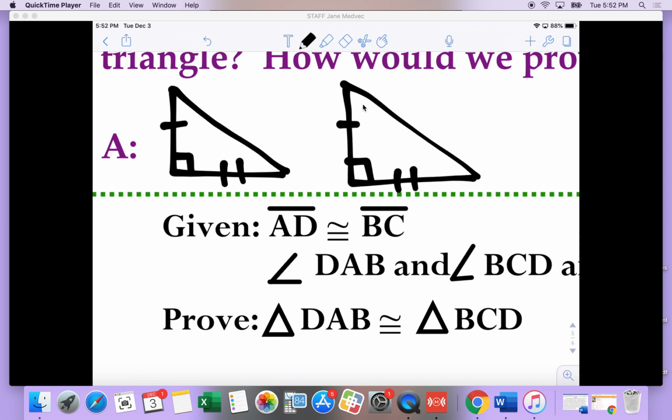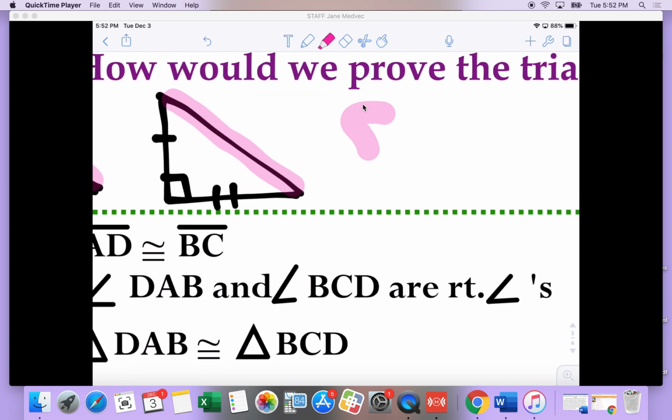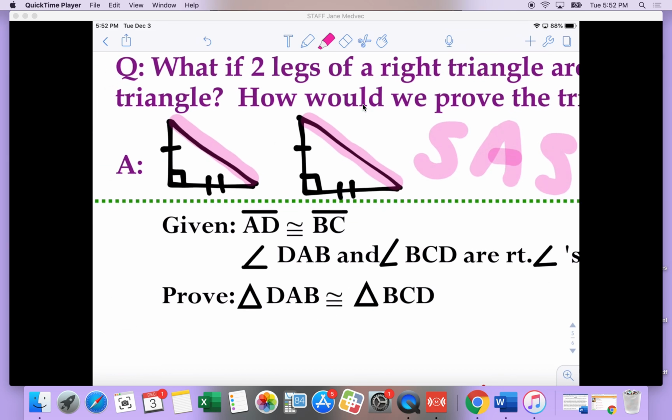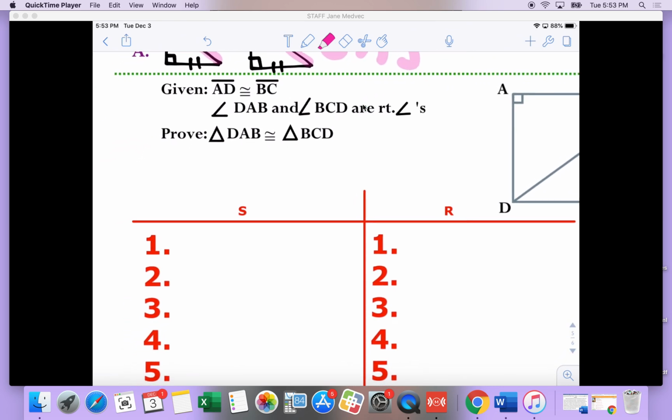This would not be HL because you're going to notice that this is my hypotenuse and that's not congruent. But what I can do on that is I've got a side, I've got an angle, and I've got a side. So just because you have right triangles, it does not mean it's HL all the time. They have to somehow give you enough information that you have a hypotenuse. All right, let's keep going on this one, and I'm going to do my givens.